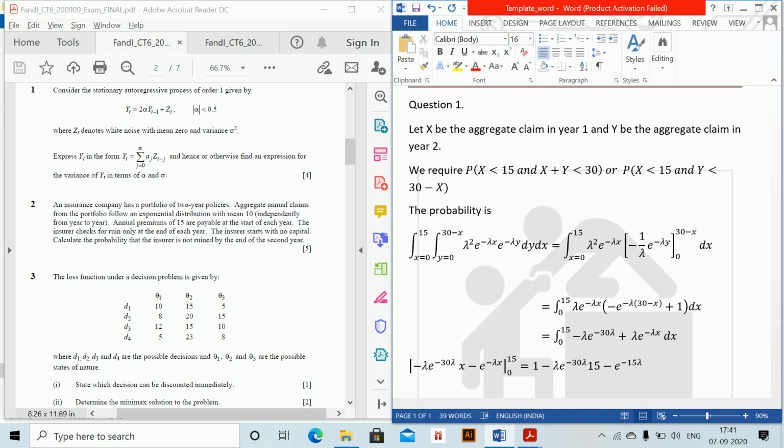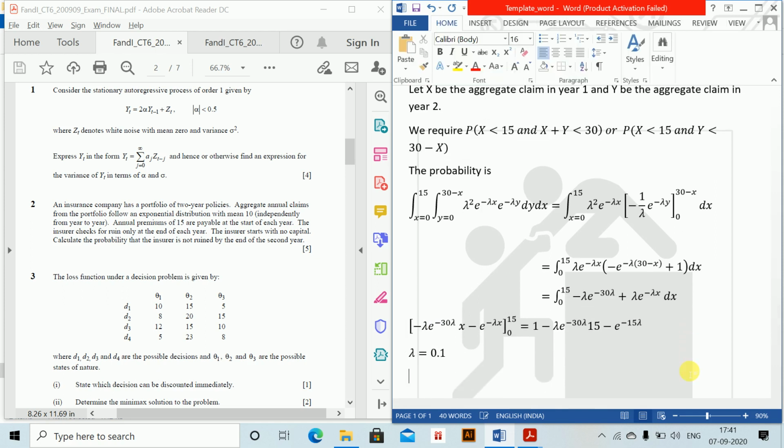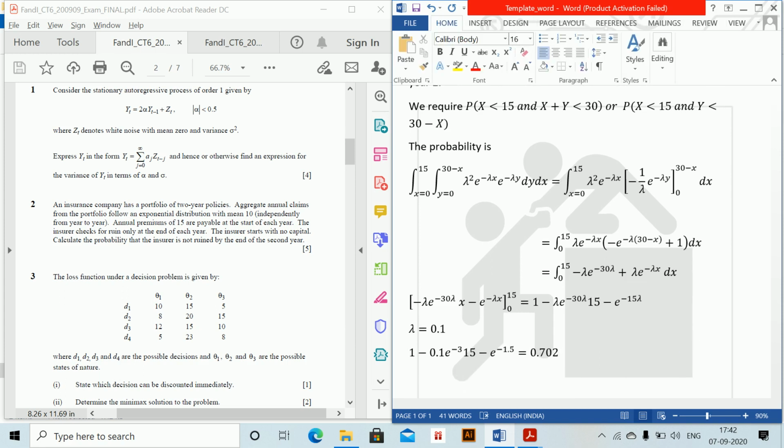So the numerical value of lambda is 0.1, so we have 1 minus 0.1 e to the power minus 3 into 15, minus e to the power minus 1.5, which equals 0.702. Okay, and next part is CT6 September.